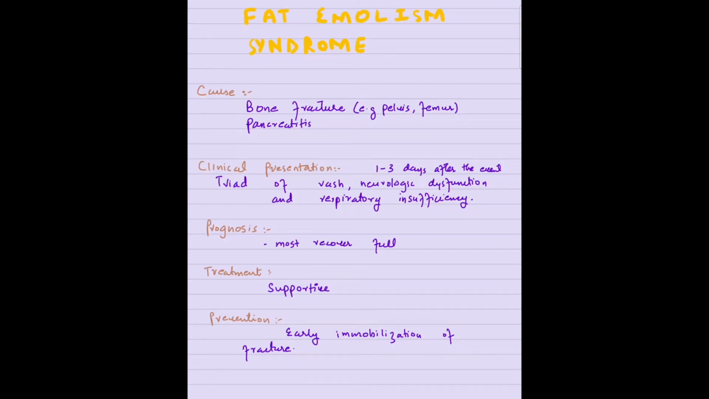Embolism syndrome. So fat embolism syndrome means that the fat has entered the blood and it's circulating in the blood. So what are the causes of fat embolism syndrome?